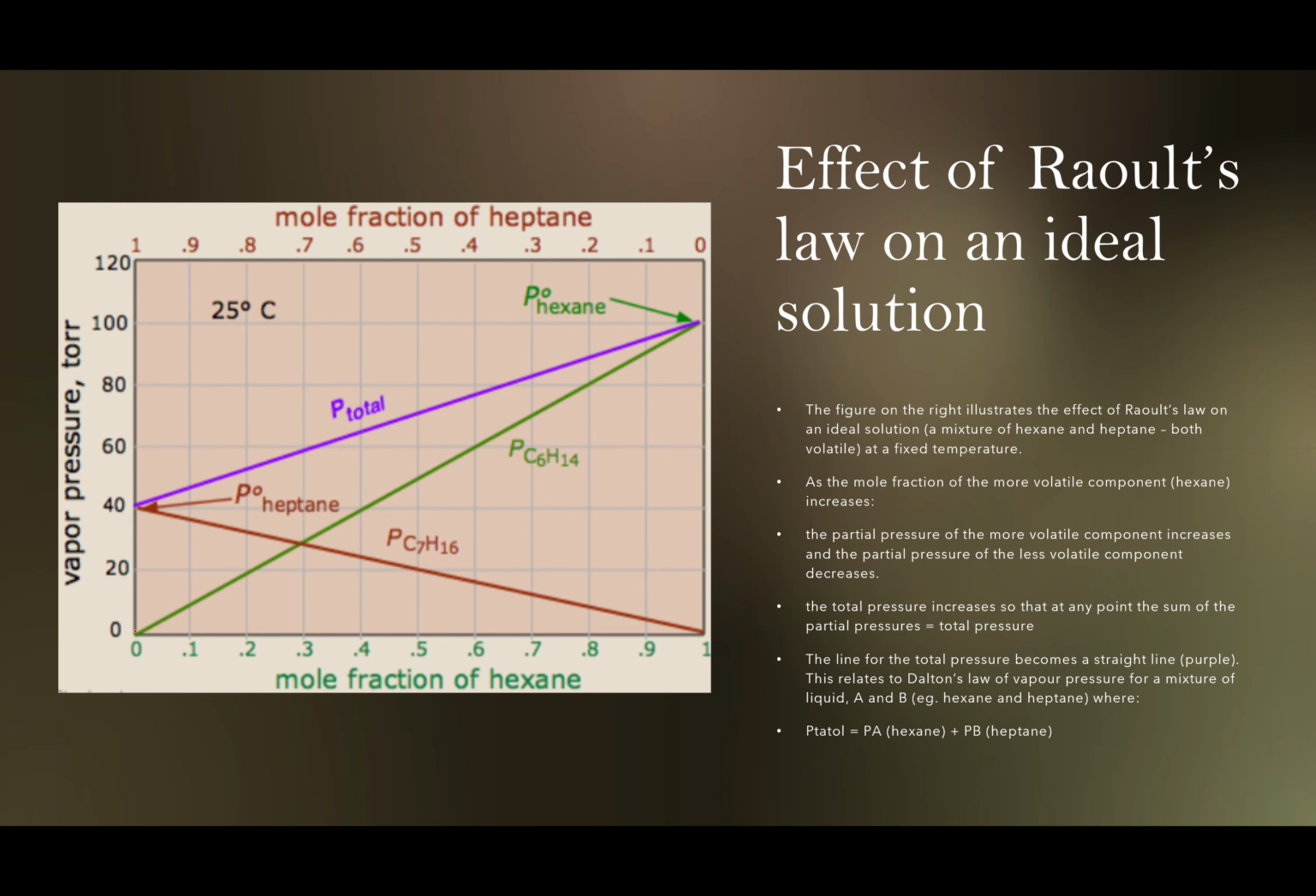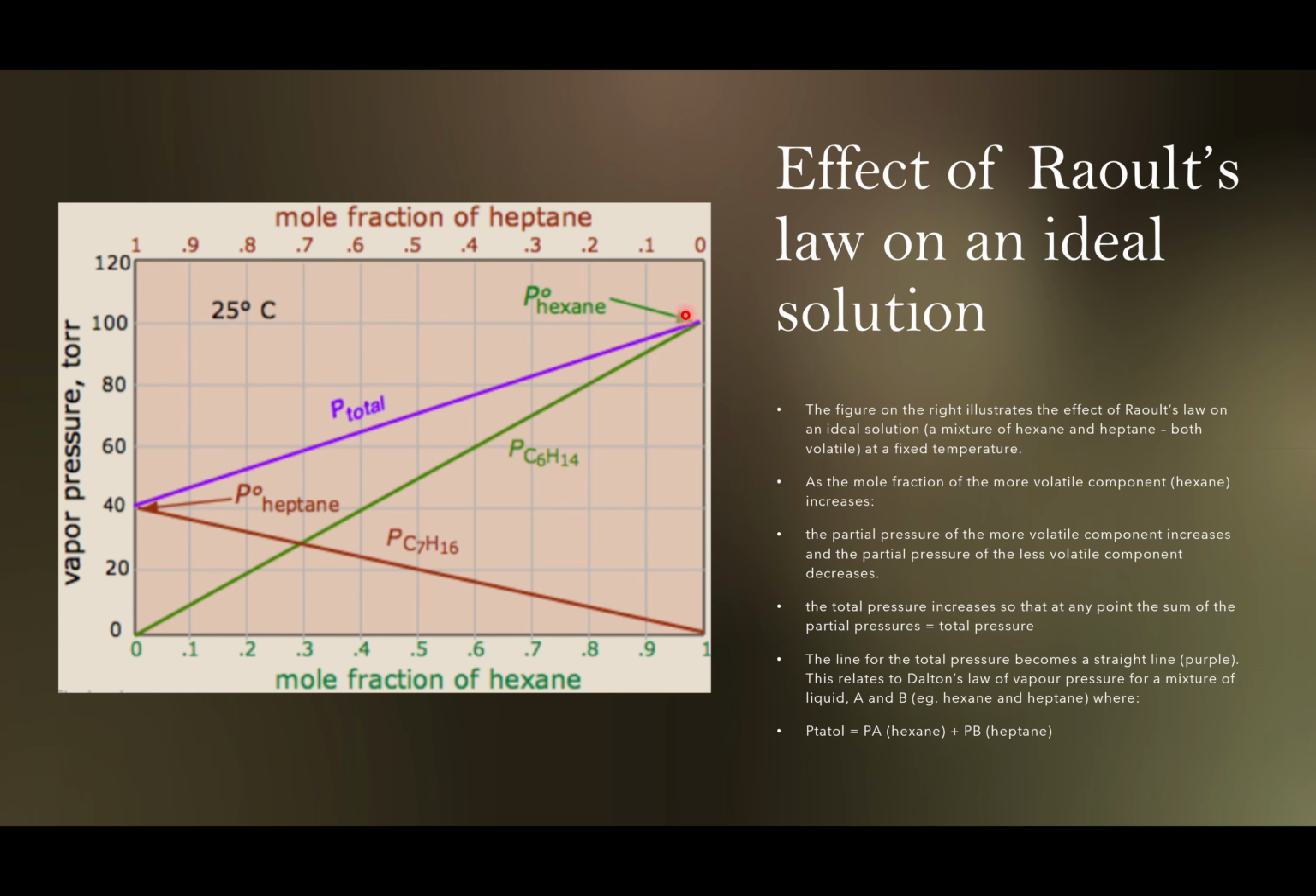So looking at this, the mole fraction of heptane is on the top, the mole fraction of hexane is on the bottom. Let me get the laser pointer. If you look at the hexane first, the green line, at first the mole fraction is 0, meaning no hexane is there. Therefore, there's no contribution of any pressure. As we increase the amount of hexane in solution, the pressure exerted by hexane goes up. And if the mole fraction is 1, that means only hexane is here. Notice as the mole fraction of hexane is 1, the mole fraction of heptane is 0.